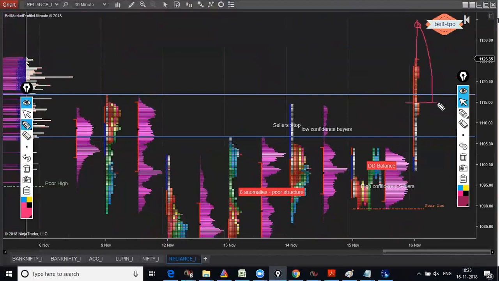Or the other case is that we got an extension and we are trying to short here, and it could turn out to be a dull, boring day lately, and it could turn out to be a P-shaped profile. In that case, positional shorts are not at all advisable.